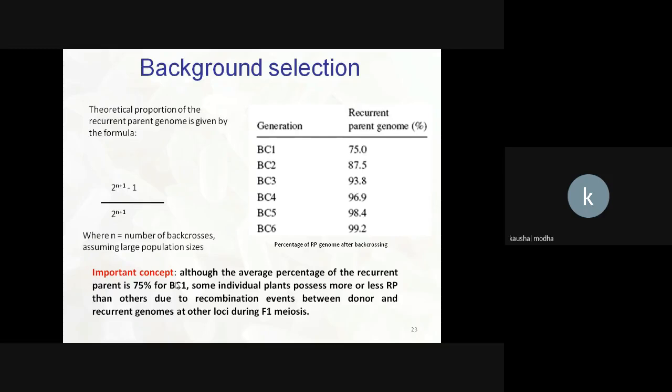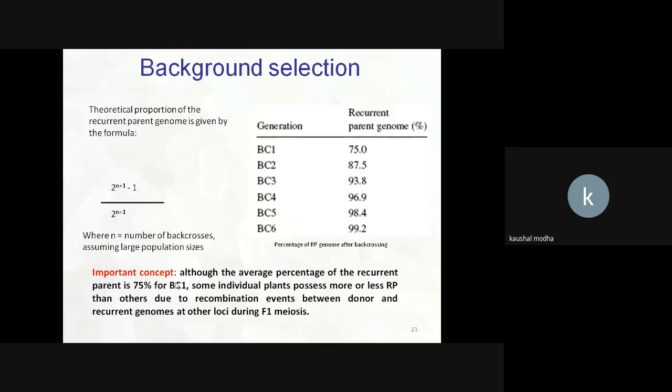In BC1F1, there will be 75% contribution from the recurrent parent. But each individual does not have 75% contribution. The contribution may vary from 75% because of the recombination between the chromosomes of P1 and P2 during F1 meiosis. So there might be some plants in the BC1F1 progeny itself which have more than 75% contribution, or even more than 97% contribution from the recurrent parent.